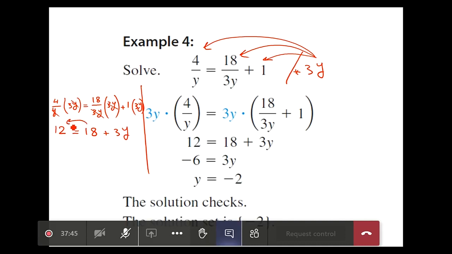Now, move 18 to the other side, so we have 12 minus 18 equal 3y. So 3y equals 12 minus 18, which is minus 6. By dividing by 3, we have y equals -2. This is the solution. We must check: when we substitute the solution in the equation, if the denominator becomes 0, then we remove this solution.